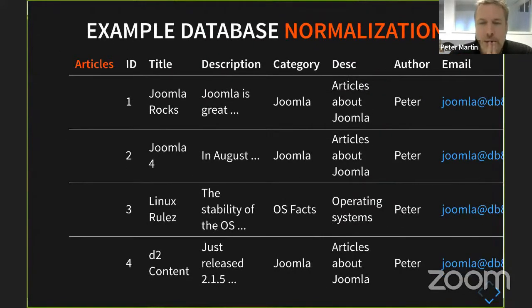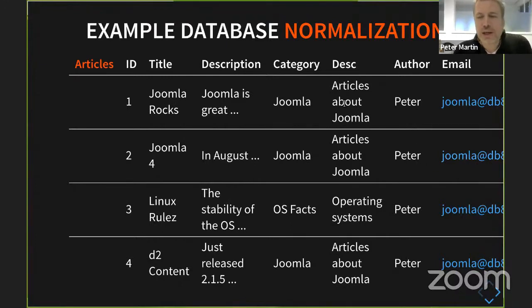What you can see here is a mock-up, a made-up table. It's called articles. Every row has an ID, so every row is uniquely identifiable. You have titles, you have descriptions, that's the text in the article, and you have a category. I have 3 articles in the Joomla category and 1 in Open Source Facts. The Joomla category is about articles about Joomla. It's written by Peter, and his email address is joomla@dba.nl.